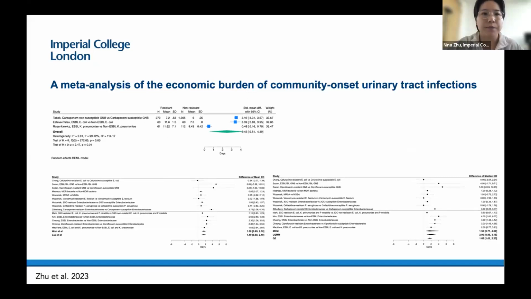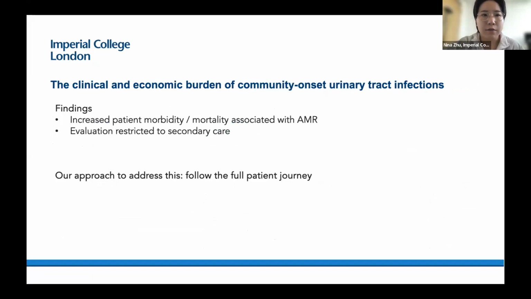So the findings suggested that there is increased patient morbidity and mortality associated with AMR, and also economic cost. Not surprising, but again, it confirmed that the evaluation has been restricted to secondary care. Hence, we have designed our new approach, using the linked data set to capture the economic burden and also the clinical burden associated with AMR in UTI patients in the community as well as in healthcare and secondary care.